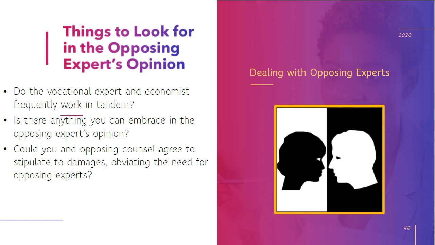Is there anything, and this is important, is there anything that you can embrace in the opposing economist's opinion? If you can find areas of agreement, point them out. You know, both my expert and the defendant's expert agree that this is how much the plaintiff would have made had they continued to be employed. We only disagree on what they're going to earn now or how long they're going to be expected to be unemployed, and embrace the portions of their opinion that you can.